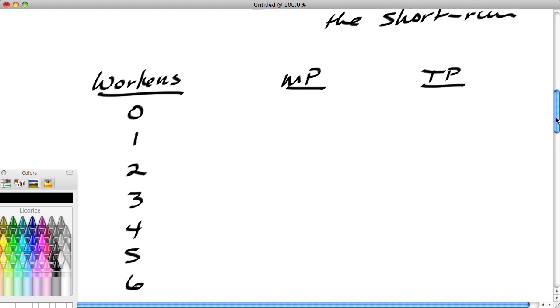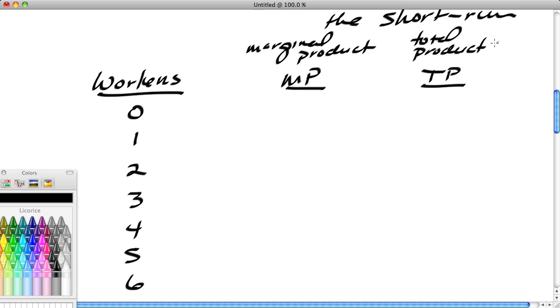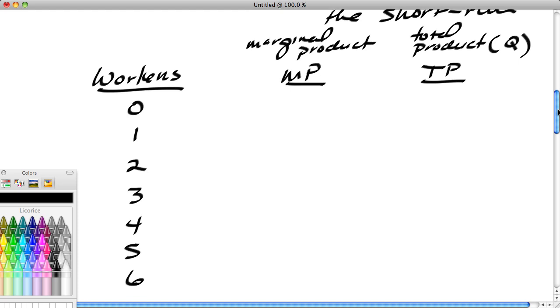And the middle column is marginal product. Let's just go ahead and write that out. I'll define it below. Marginal product. And the last column is total product. And total product really is equivalent to Q. Okay, it's the cumulative output of the firm. Now let me go ahead and fill some numbers in, and then I'll do some definitions.